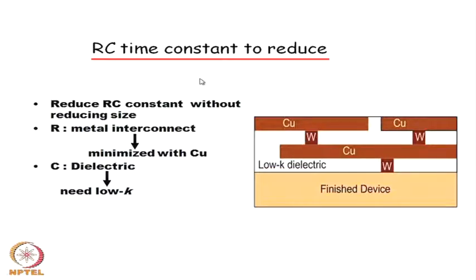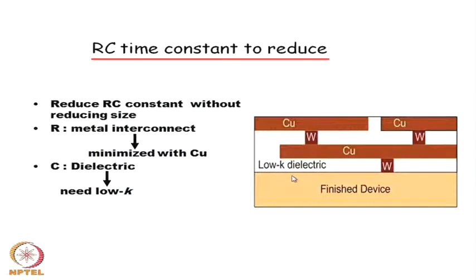Now, what is the RC time constant? You see that there is a finished device and there will be some metal line interconnects. This is copper interconnect, connected by, say, tungsten (W). So, our metal interconnect resistance is minimized by copper, because you cannot use silver or gold, since then the device will be very costly. In earlier stages people used aluminum, now one can use copper, and the dielectric needs a low value of dielectric constant that we must justify.